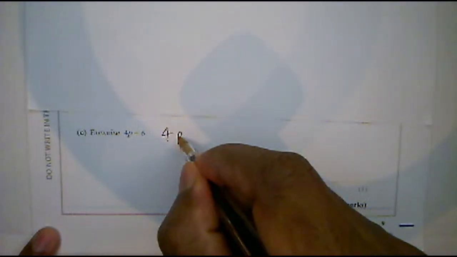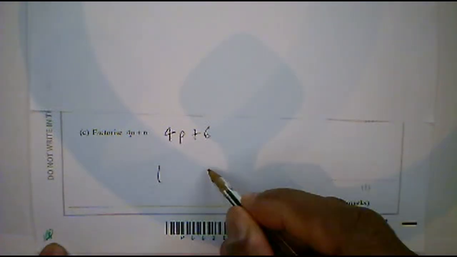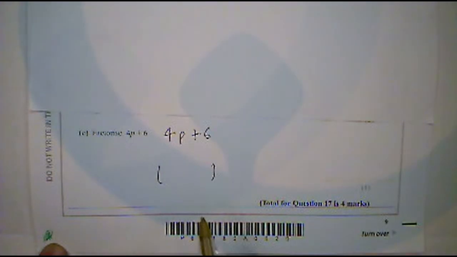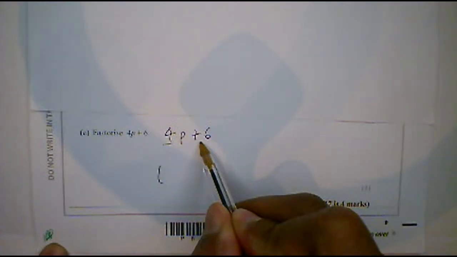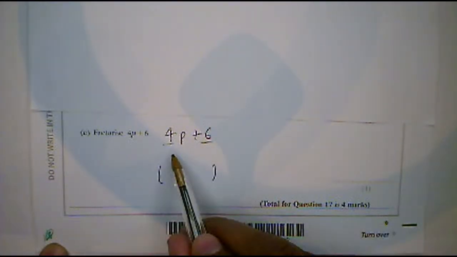So here is the question. Factorize 4p plus 6. So again, factorizing means I'm going to be ending up with brackets. I'm looking at what number goes into both of them. I can see they're both even.